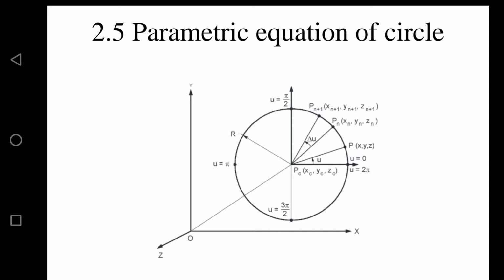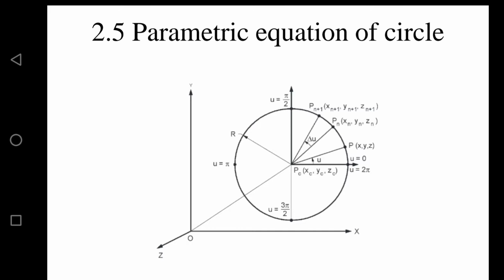Well, you can see there u equal to 0 at 0 angle, and u equal to pi by 2 at 90 degree angle, u equal to pi at 180, u equal to 3 pi by 2 at 270 degrees, and u equal to 2 pi at 360 degrees. This is the independent parameter, and it is going to vary at different positions on the circle or different points on the circle. So we have a circle which is having the radius r and a center PC having the coordinate points xc, yc and zc. That is simple one. So we need to derive the parametric equation of a circle.